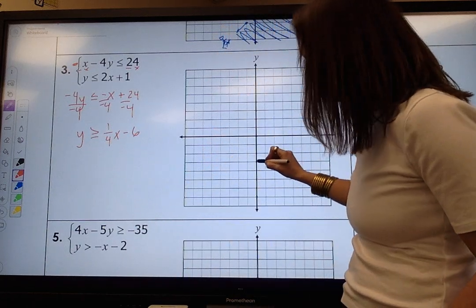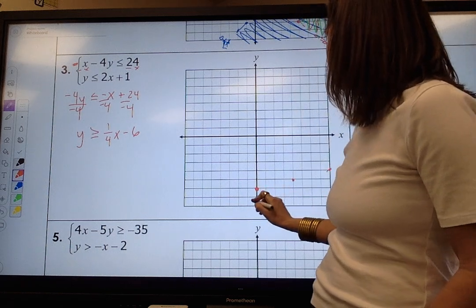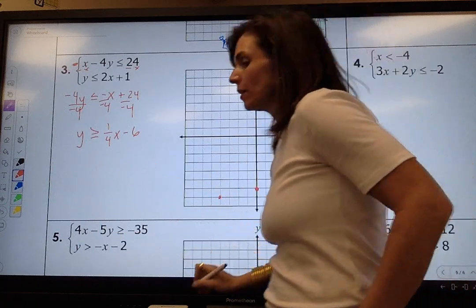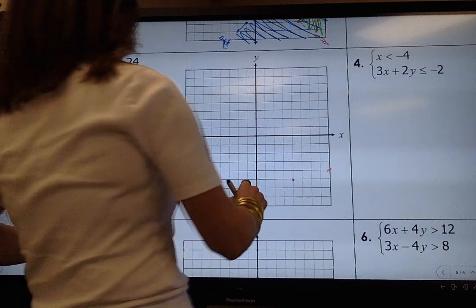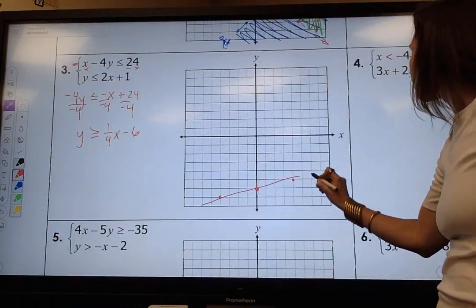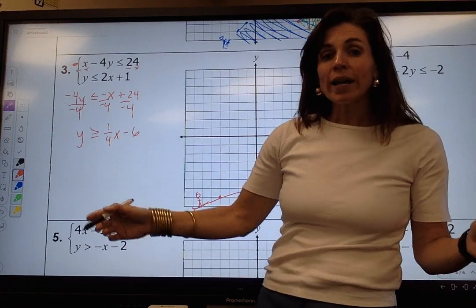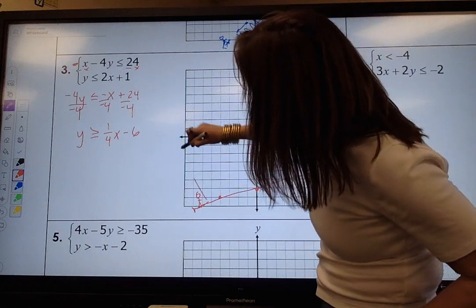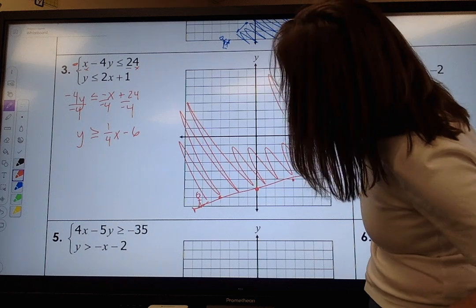So in red, I'm going to graph -6, up 1 over 4, up 1 over 4, down 1 over 4. It's greater than or equal to, so that means a solid line. So I'm going to go solid line all the way through, arrows on both ends. I put my skier here, and it says y is greater than. So I'm going to shade above. All of this area is going to be shaded in red.